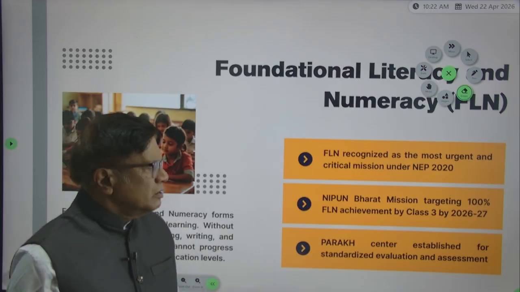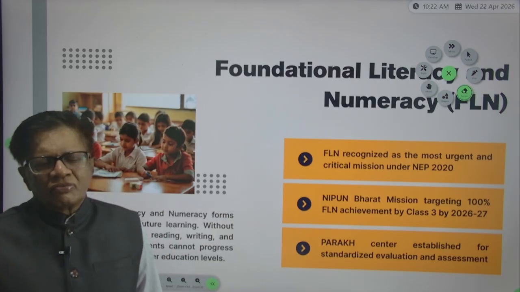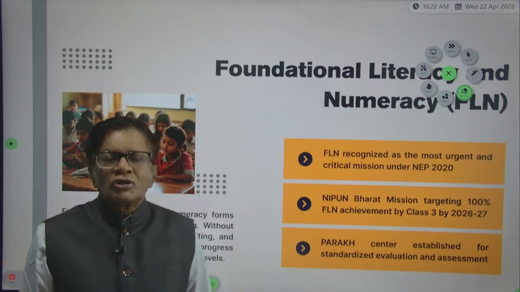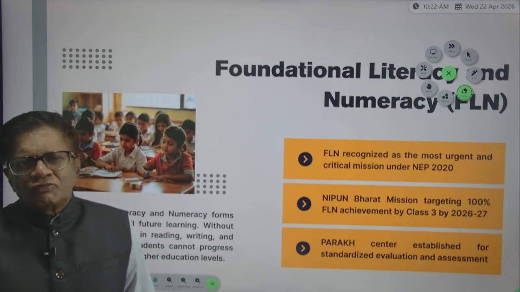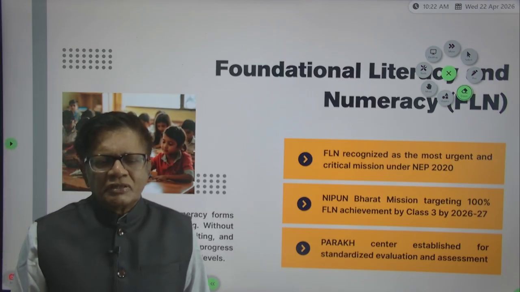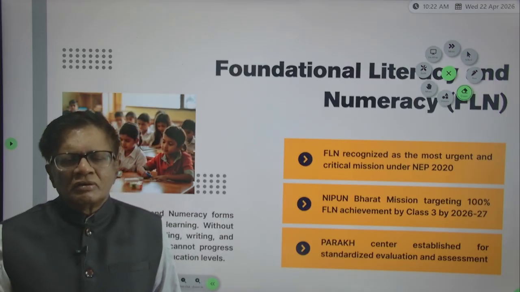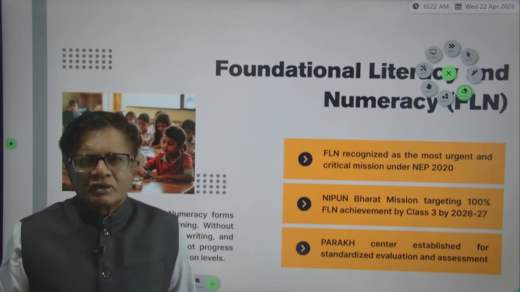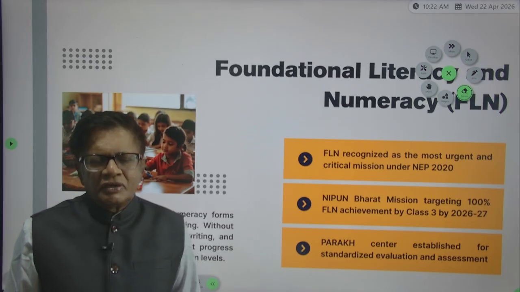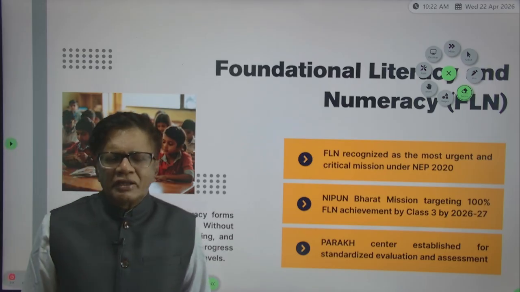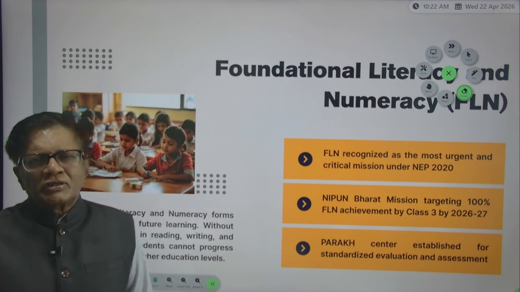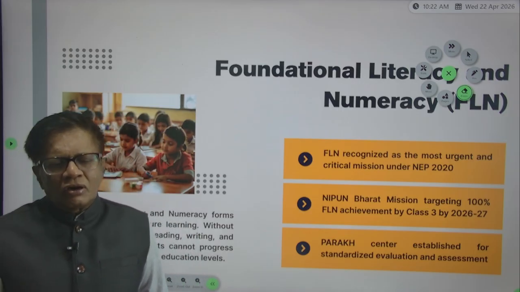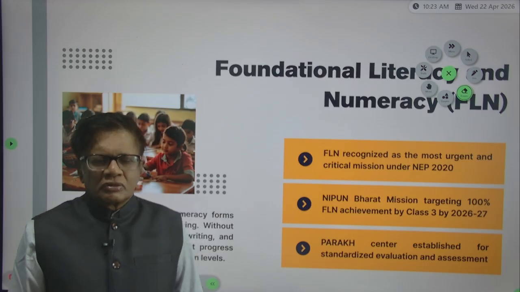Now, there is also Nishtha. Nishtha is the national initiative for school heads and teachers holistic advancement. The full form is National Initiative for School Heads and Teachers Holistic Advancement. The short form is Nishtha. It was launched in 2019 by the Department of School Education and Literacy, and the goal of Nishtha is to elevate learning outcomes in elementary schools.